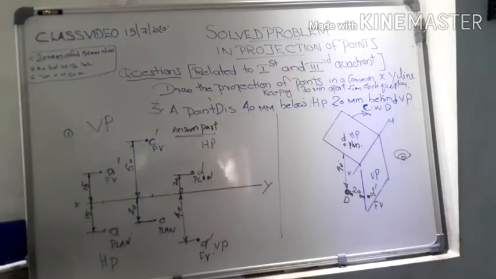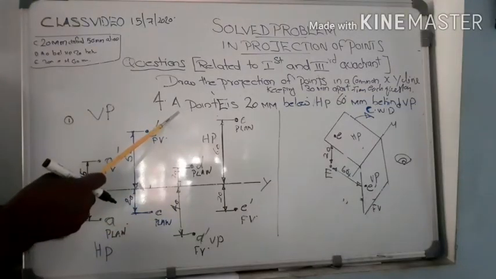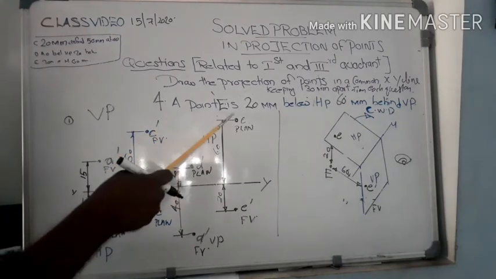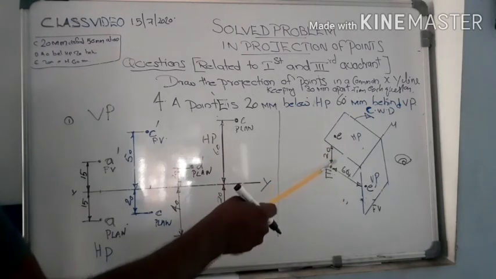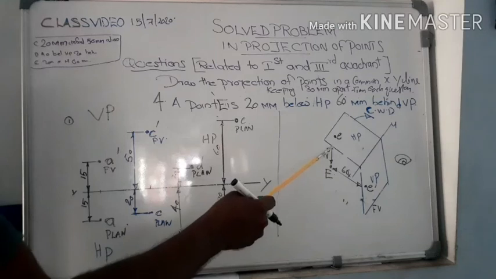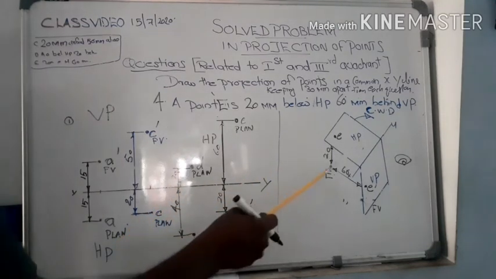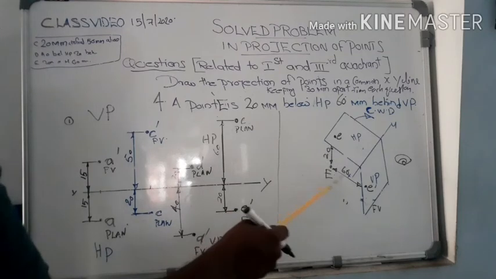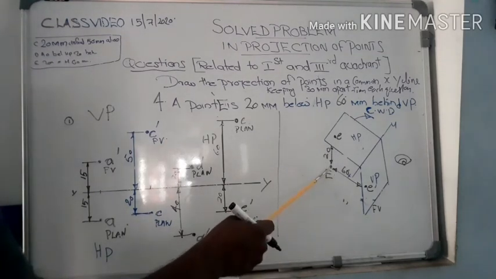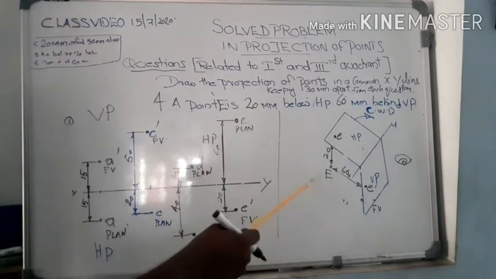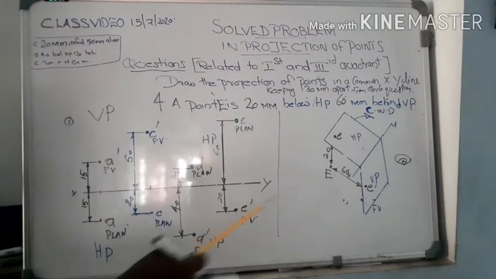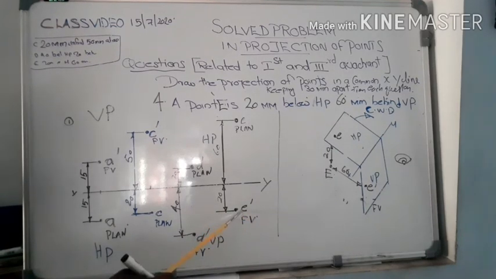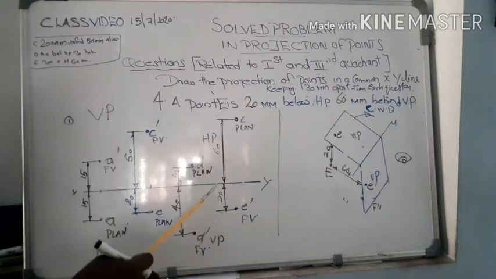Now, move on to the last one. Now, we have to consider the fourth question. A point is 20 mm below HP and 60 mm behind VP. This is as in the case of the third one, similar to that third question. That means point E is 20 mm below HP and 60 mm behind VP. That means point E is situated in the third quadrant. So we have to draw its front view on its vertical plane. That means put a point here, keeping 20 mm distance. That point is marked with e dash. That is the front view, keeping 20 mm distance.